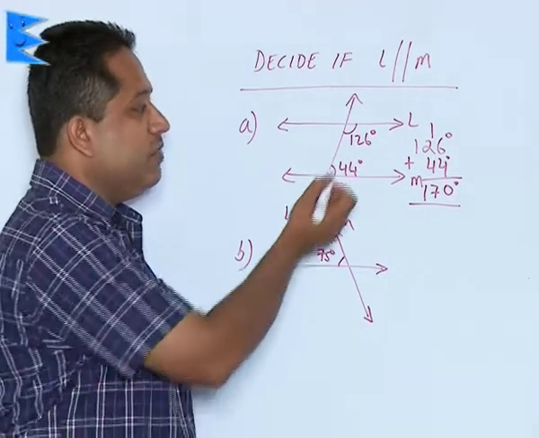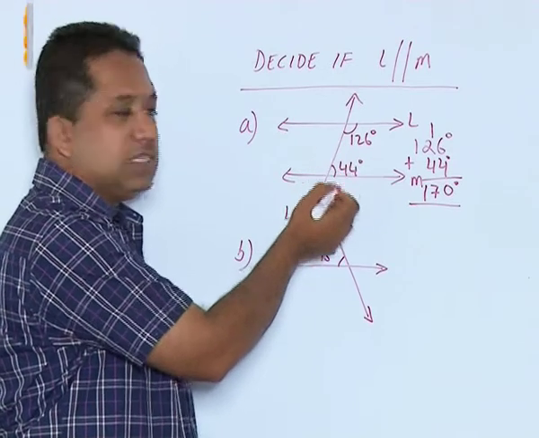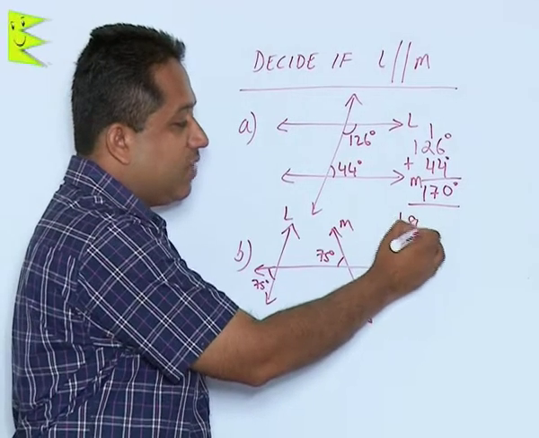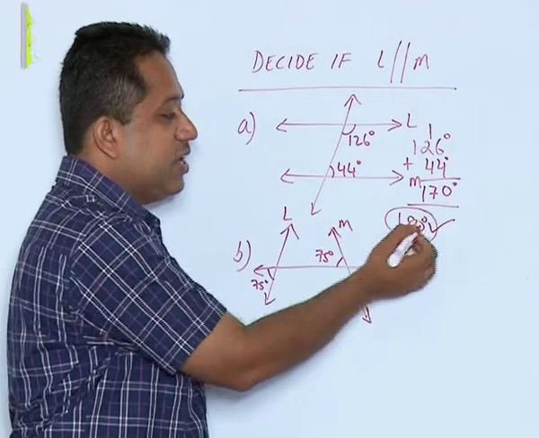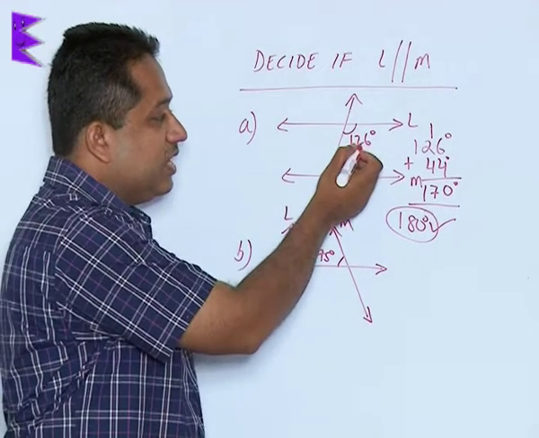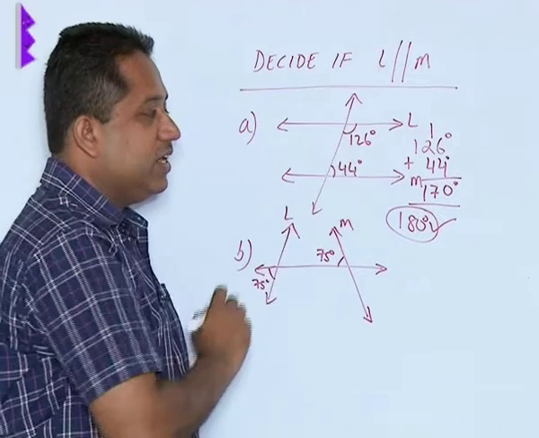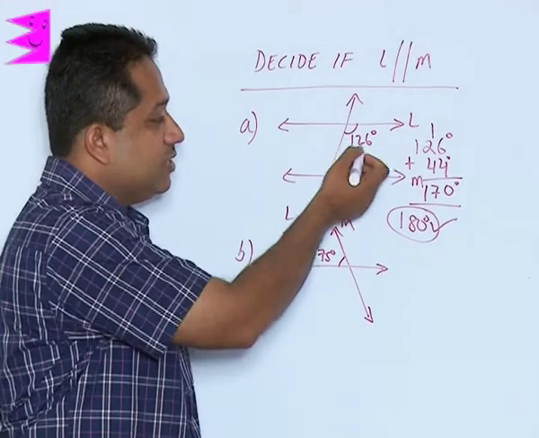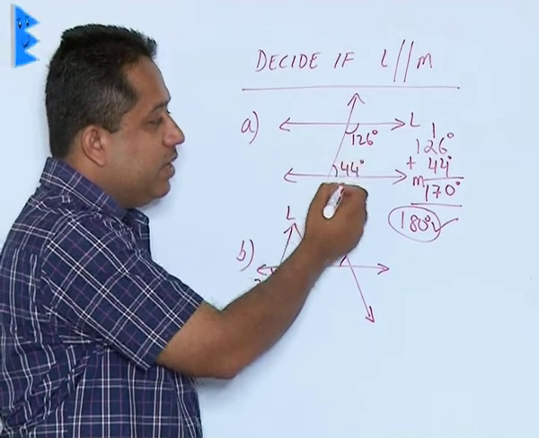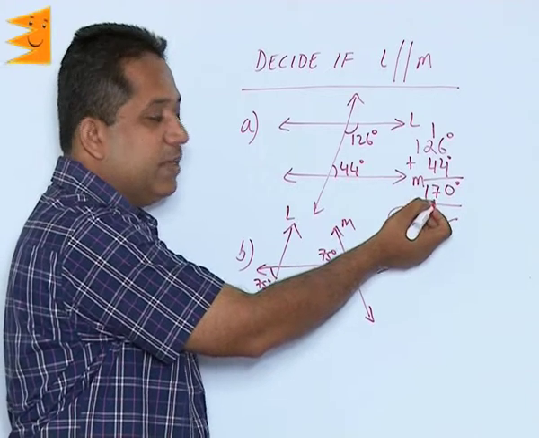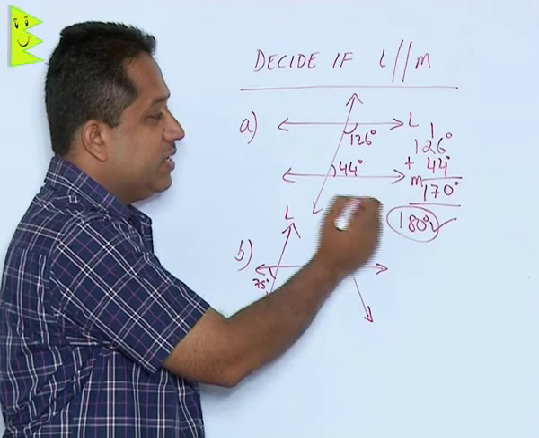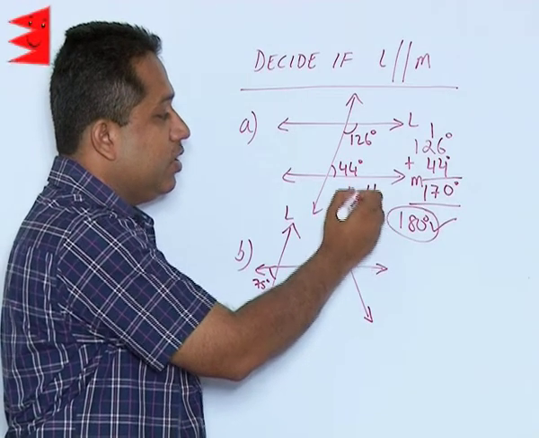The reason being, we know that if the lines are parallel, the sum of the co-interior angles will give me a total of 180 degrees. So, as long as we are not getting 180, we can say that the lines are not parallel. If it was 136 plus 44, or 126 plus 54, it would have been 180, and then we can say it is parallel. But at the moment 126 and 44 is 170, it is 10 degrees short of 180, it is not equal to 180 degrees. So, we can say that L and M are not parallel.